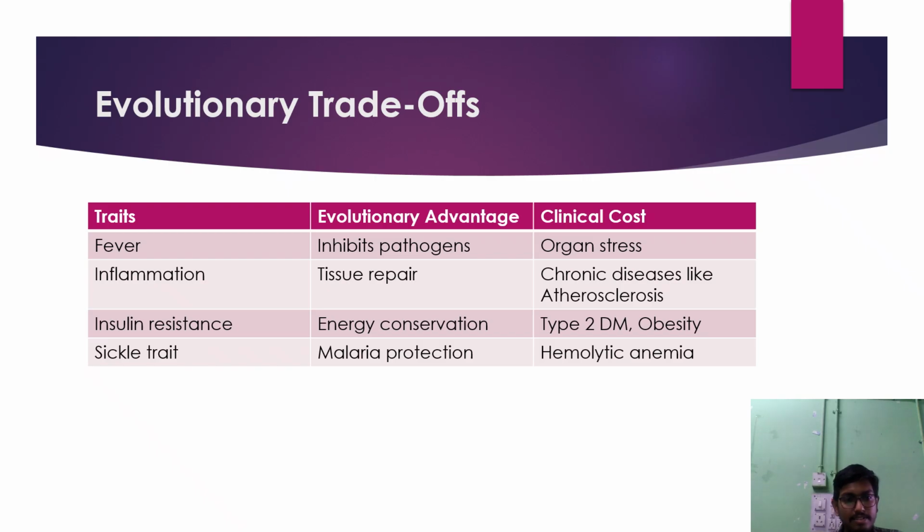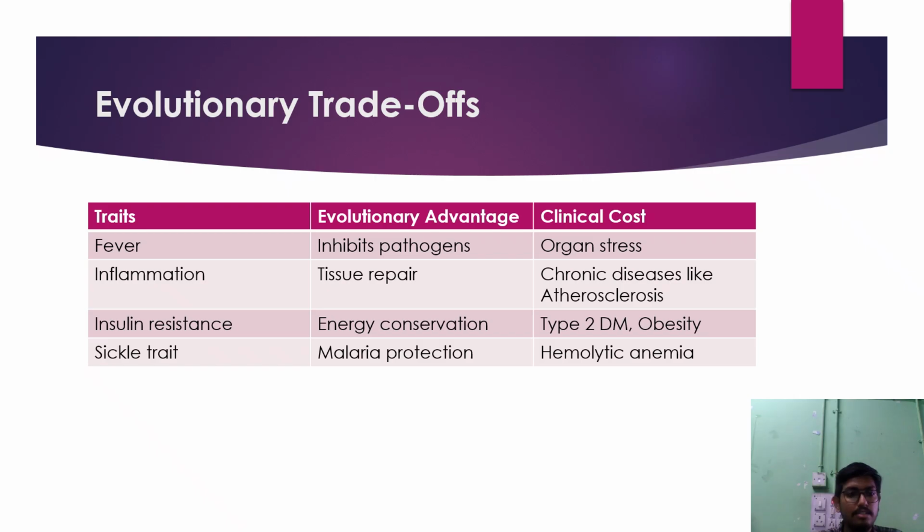The next example is insulin resistance. Insulin resistance most commonly occurs physiologically in pregnancy, where it occurs so that energy is diverted to the fetus. But whenever this insulin resistance is much more prominent over a long duration, the clinical cost will be type 2 diabetes mellitus. In pregnancy there will be gestational diabetes mellitus, and another clinical cost is obesity.